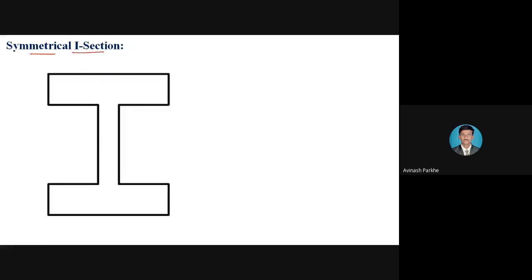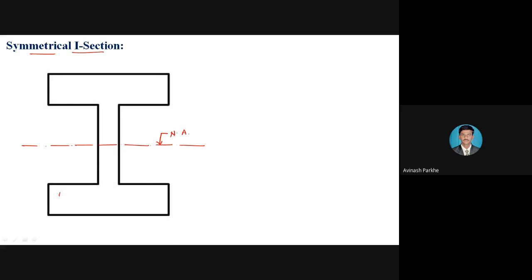So this is the symmetrical I section. If I consider this the horizontal neutral axis, the section present above the neutral axis and the section present below the neutral axis are the same. If you go through this figure, one center line is there, which is called the neutral axis. Above the neutral axis, the section is the same. Below the neutral axis, the section is the same.